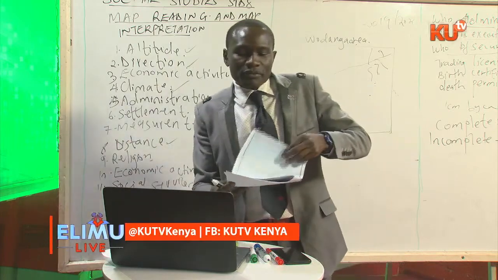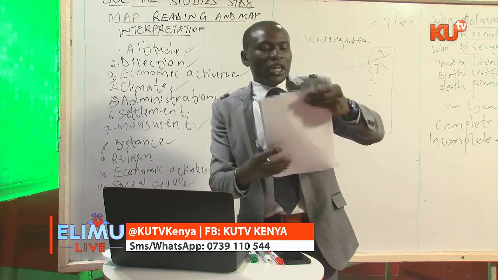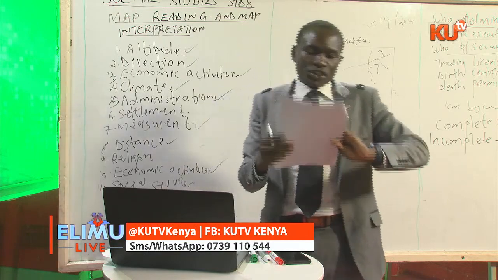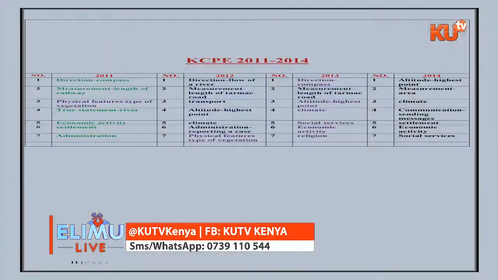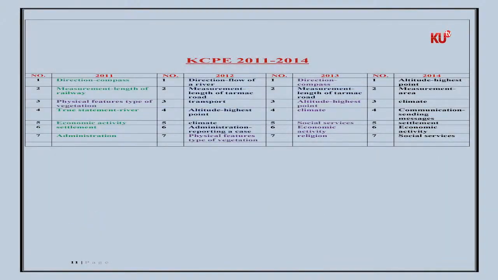Let us look at 2011 to 2014. Look here. 2011 to 2014, it is still revolving around what we have covered today. Look, 2011, direction, measurement, the length of a railway, physical features of vegetation, true statement about a river, economic activity, settlement, administration. 2012, again, direction or flow of a river, measurement.